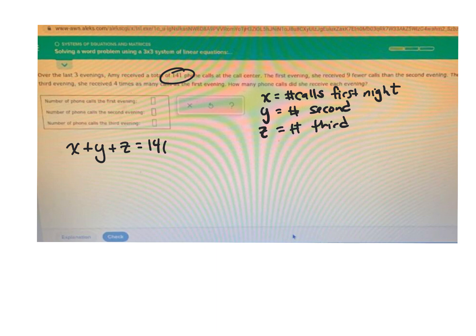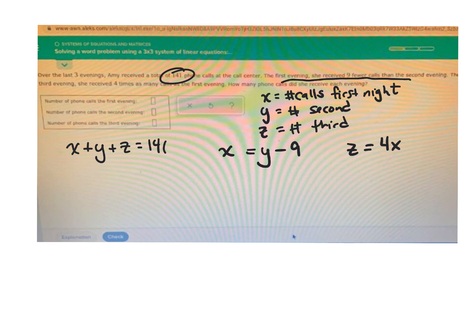So that's one equation. We also know on the first evening, she received 9 fewer calls than the second evening. So less on the first evening, 9 less than the second evening. So that's x equals y minus 9, because x is bigger, so to balance it out, I have to subtract 9 from the bigger number. And then the third evening, which is z, is 4 times as many as the first evening, which is 4x.